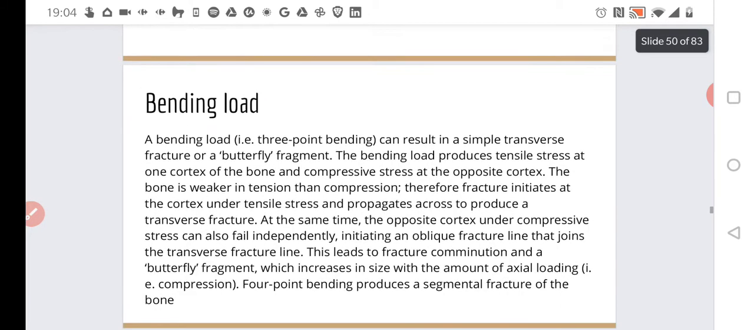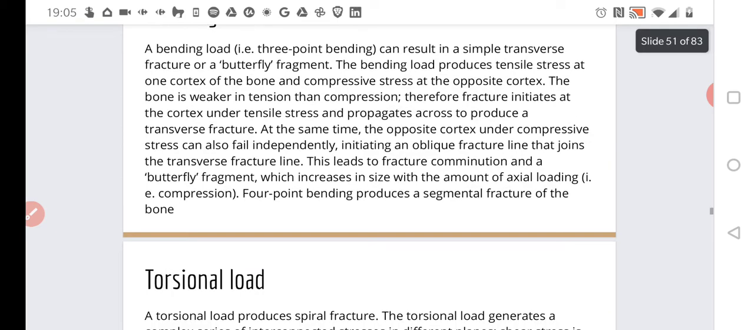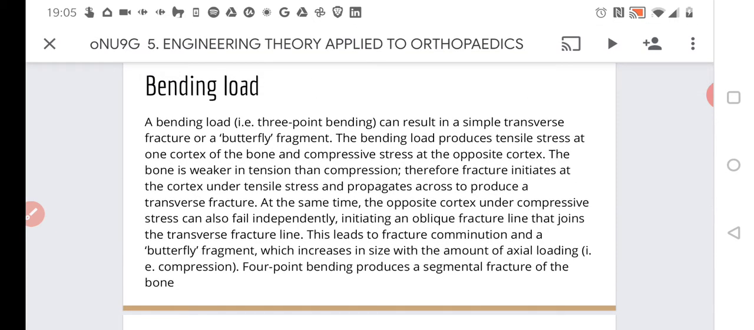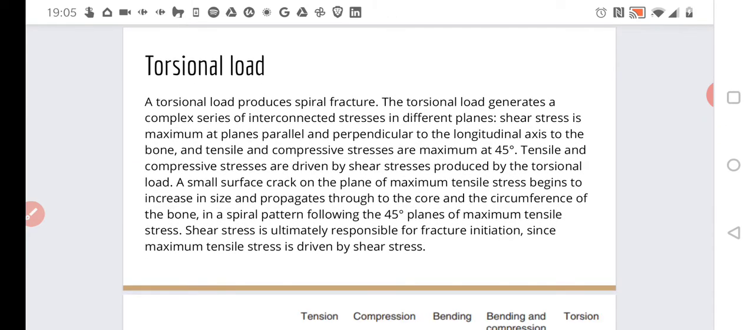Okay, the bending load. The bending load is quite complicated. There are a lot of different things that may happen in this case. We can have a bending load with additional compression or without. And this leads to fracture, comminution, and generally a butterfly fragment. What is a torsional load? A torsional load produces a spiral fracture.